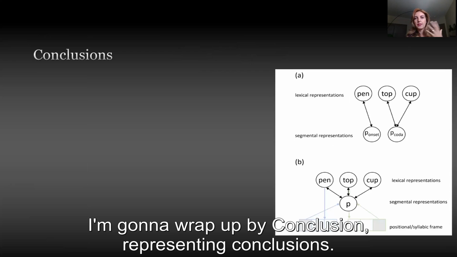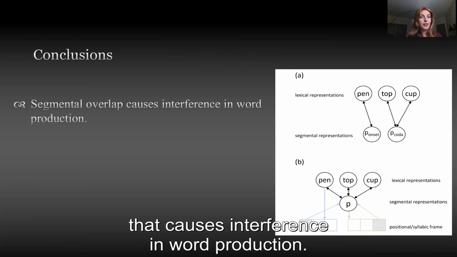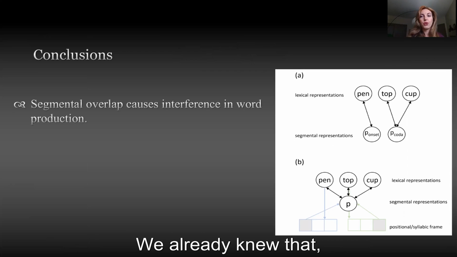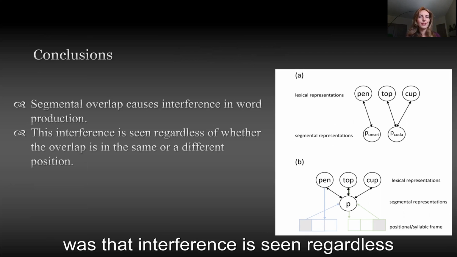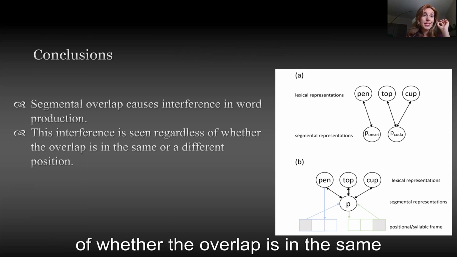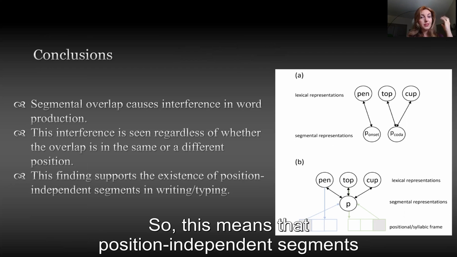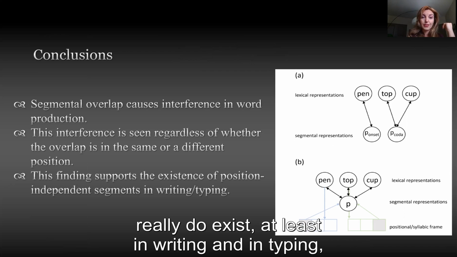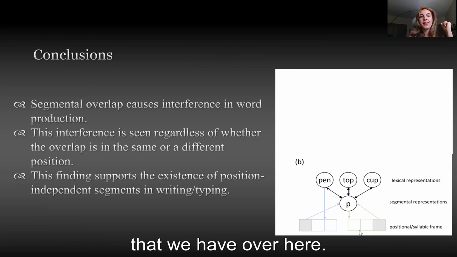I'm going to wrap up by presenting conclusions. What you have here is segmental overlap that causes interference in word production. We already knew that, but the new thing that this experiment added was that interference is seen regardless of whether the overlap is in the same or a different position. So this means that position independent segments really do exist, at least in writing and in typing. So that's closer to this model that we have over here.